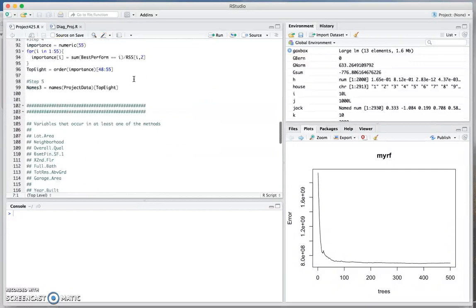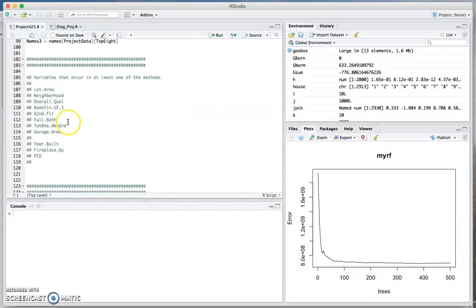All in all, we found 11 different variables that were coming out of this process, and it's these 11 variables here. For the next part, we're going to look a little bit closer into the neighborhood variable and also into the year built variable.